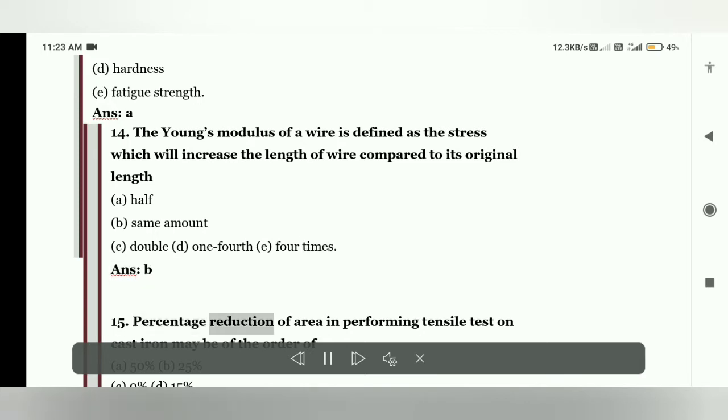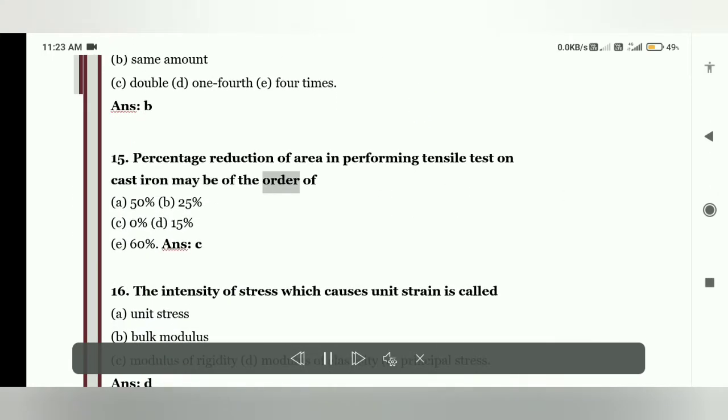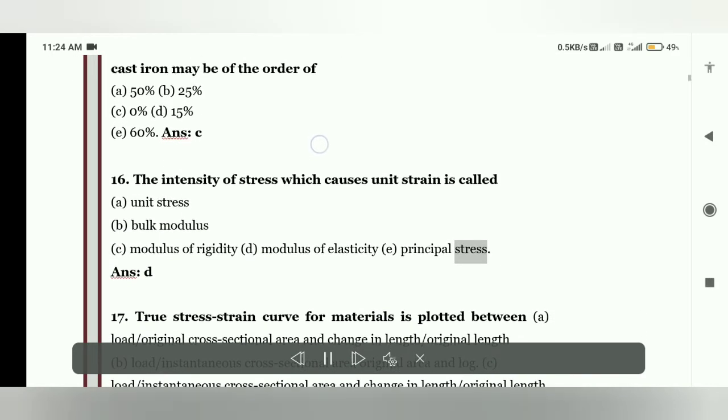15. Percentage reduction of area in performing tensile test on cast iron may be of the order of A, 50%, B, 25%, C, 0%, D, 15%, E, 60%. Answer C. 16. The intensity of stress which causes unit strain is called unit stress, bulk modulus, modulus of rigidity, modulus of elasticity, principal stress. Answer D.